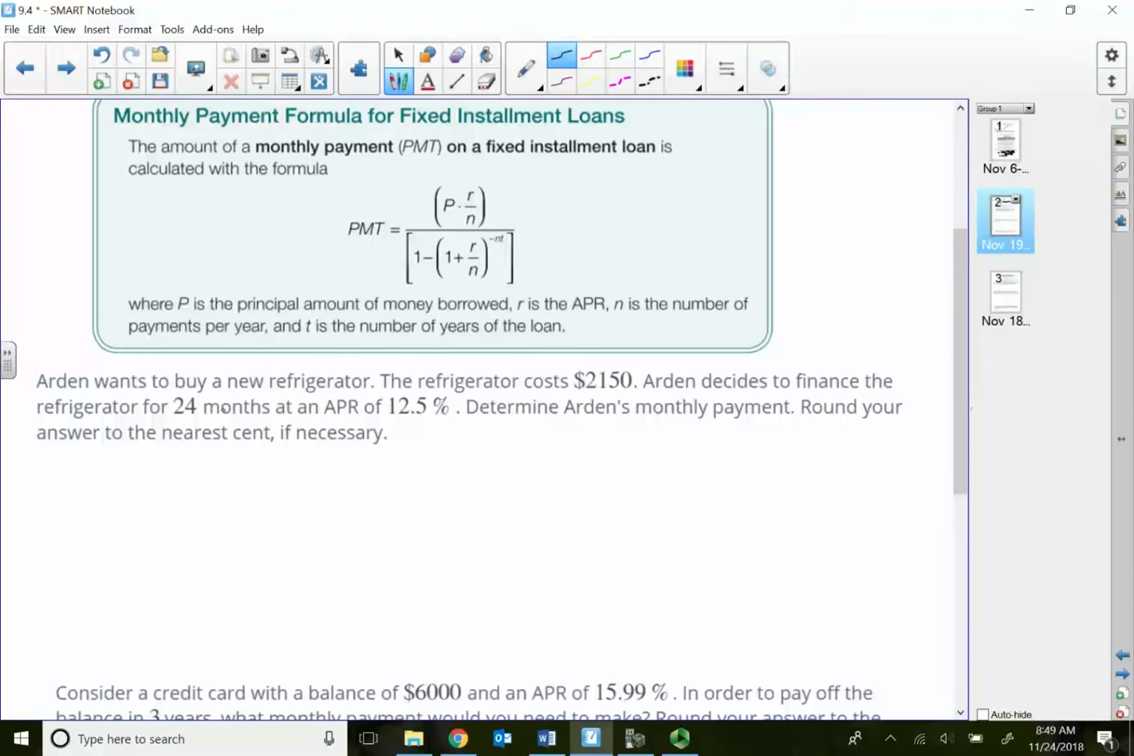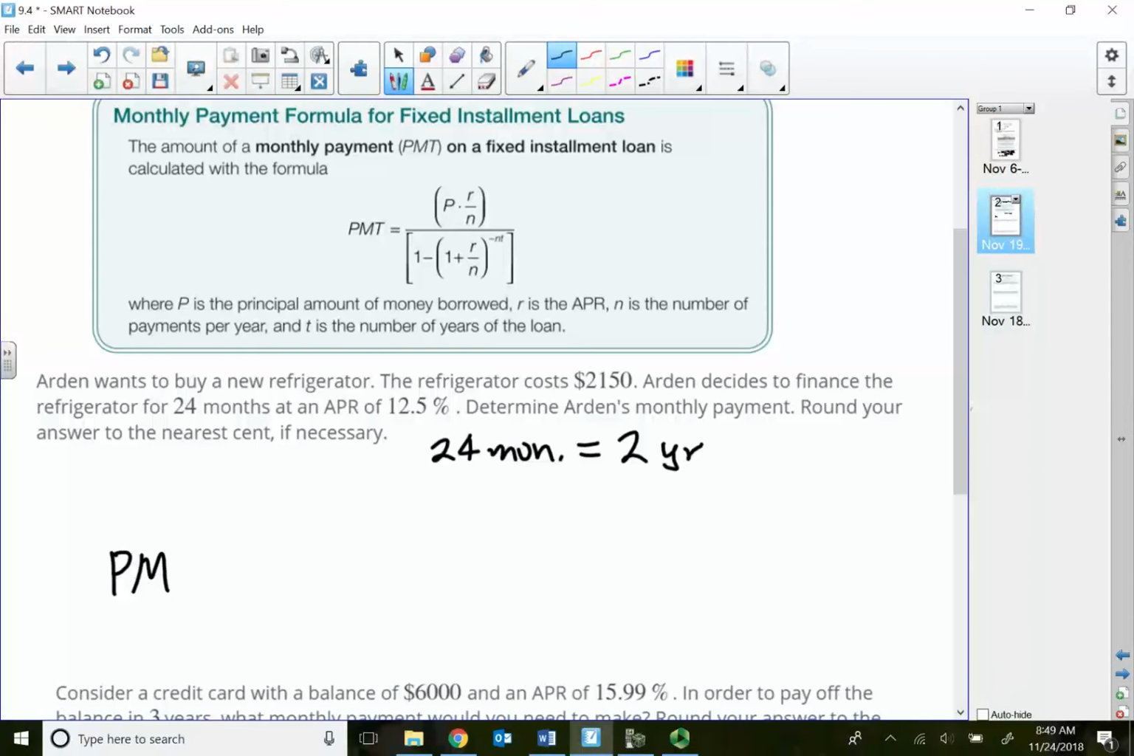Arden wants to buy a new refrigerator. The refrigerator costs $2,150, so that's my P. Arden decides to finance the refrigerator for 24 months. In terms of years, that will be 2 years, right? With an APR of 12.5%, so that's my R. Determine Arden's monthly payments. This problem wants me to find the monthly payment.